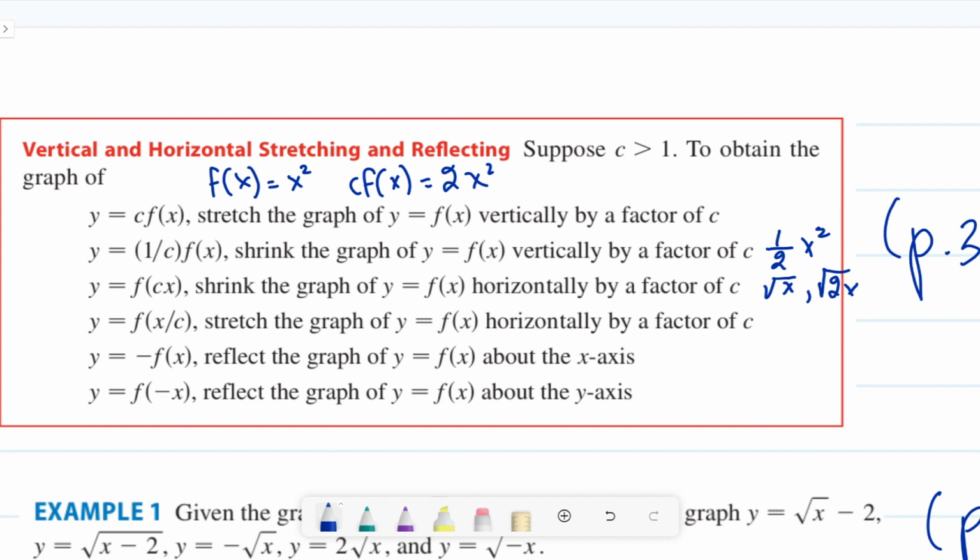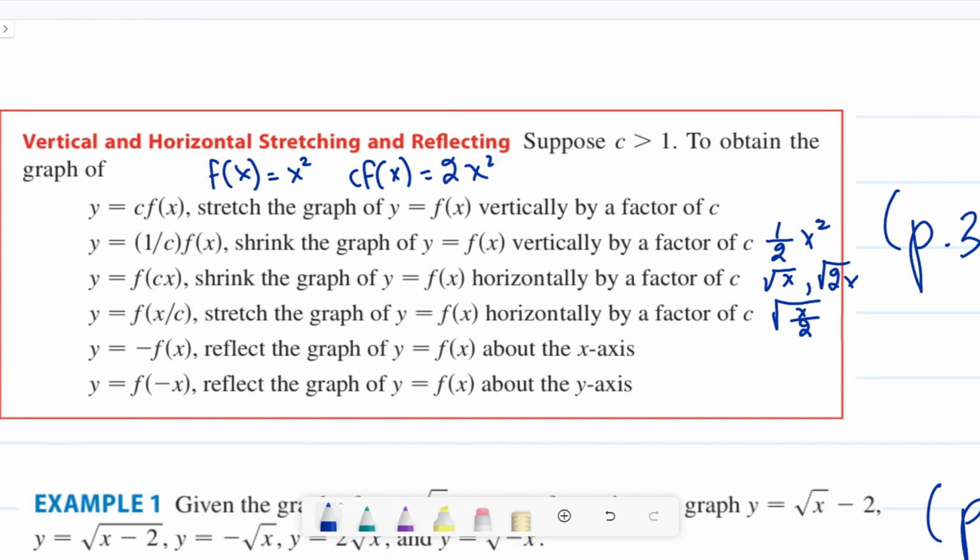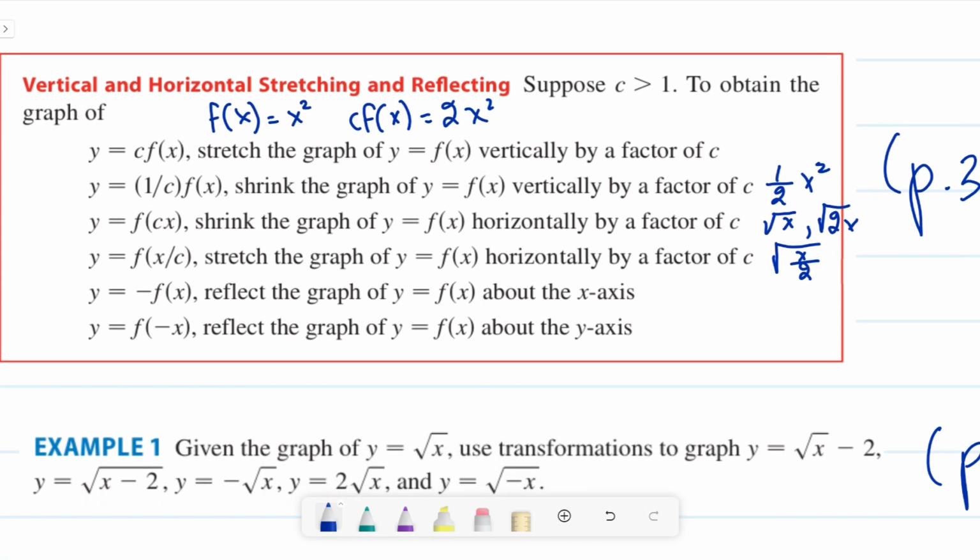Now if I do y equals f of x over c, so square root of x over 2, this stretches the graph of y equals f of x horizontally by a factor of c. And y equals negative f of x reflects the graph of y equals f of x about the x-axis. So if this is f of x, then the reflection will be this one about the x-axis. So if f of x equals x squared, then the reflection is negative x squared.